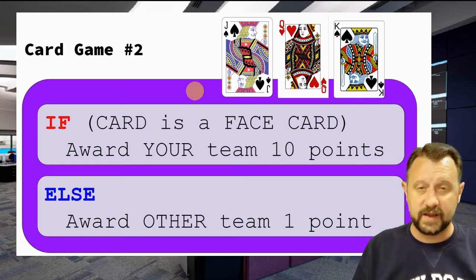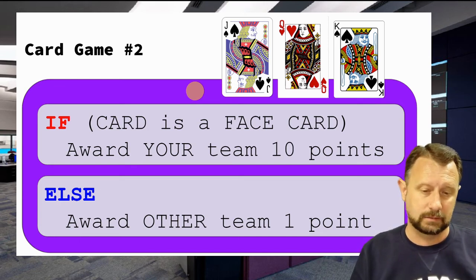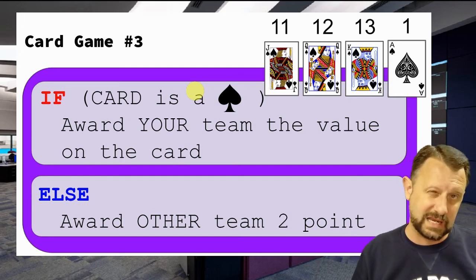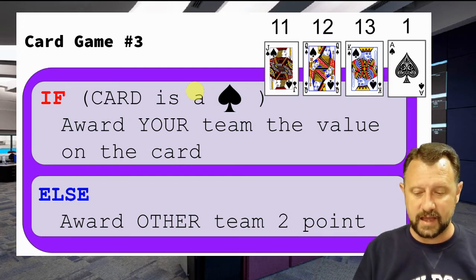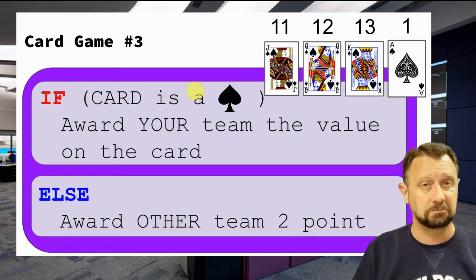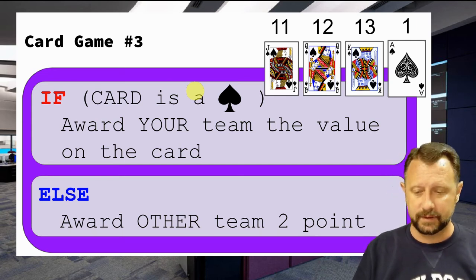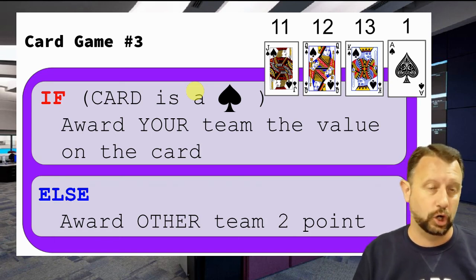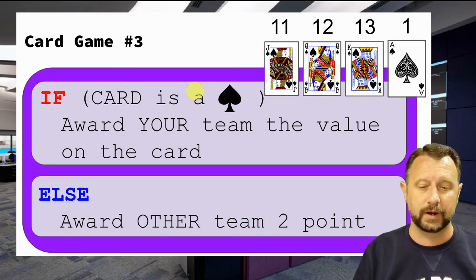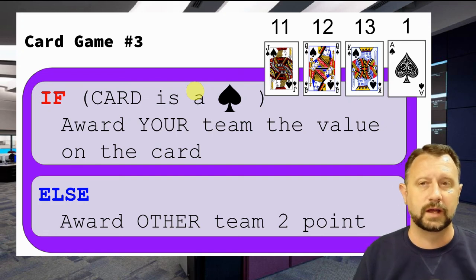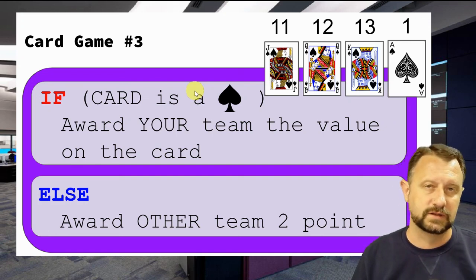We had a game about face cards. If it's a face card, you get 10. Otherwise, everyone else gets 1. We had this game where every spade is a value. Can you think of your own game and play it? See whether you can do that. There are a couple of sites out there that will draw a random card. I might put a link in the web page. So if you don't have anyone to play against, or if you don't have a deck of cards, you could use an online deck of cards and give this a try.